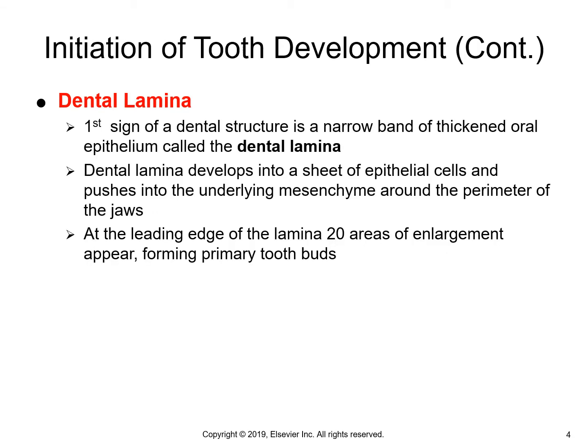Dental lamina. This is the first sign of a dental structure. It is a narrow band of thickened oral epithelium called the dental lamina. This develops into a sheet of epithelial cells, and it will push into the underlying mesenchyme around the perimeter or the outer part of the jaws. At the leading edge of this lamina, 20 areas of enlargement will appear, and those little areas will form our primary tooth buds.